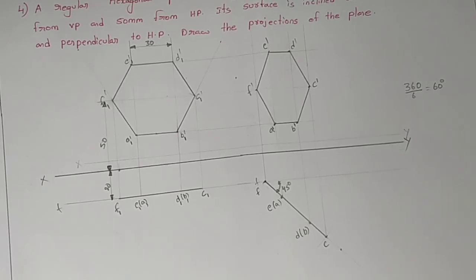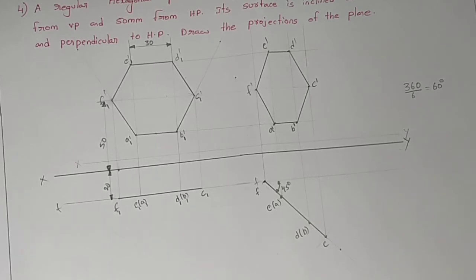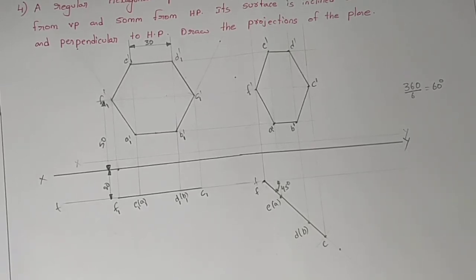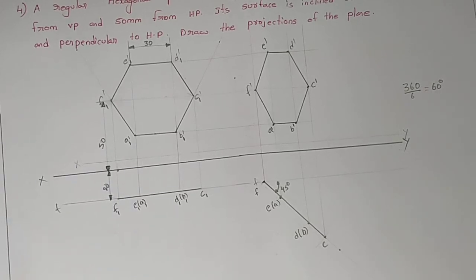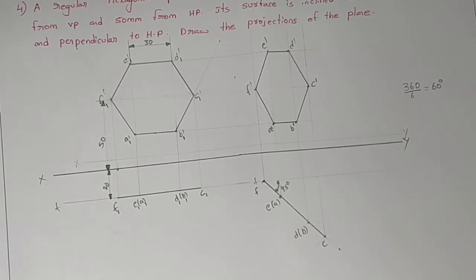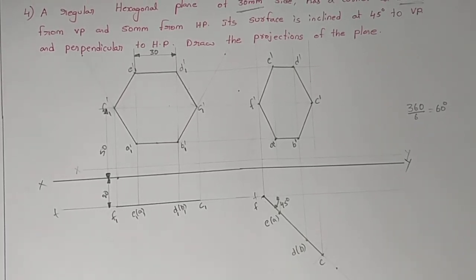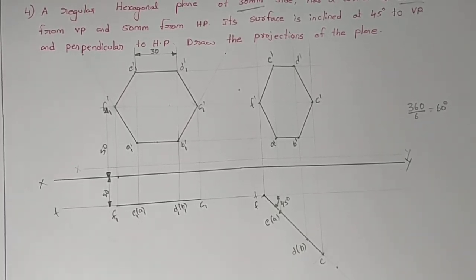Okay, next, up to now we completed the plane surface parallel to HP and perpendicular to VP, the plane surface parallel to VP and perpendicular to HP, the plane surface inclined to HP and perpendicular to VP, and the plane surface inclined to VP and perpendicular to HP. Okay, in the next class we'll discuss the plane surface perpendicular to both the planes.